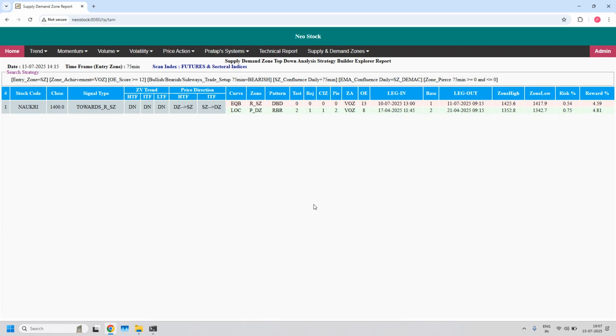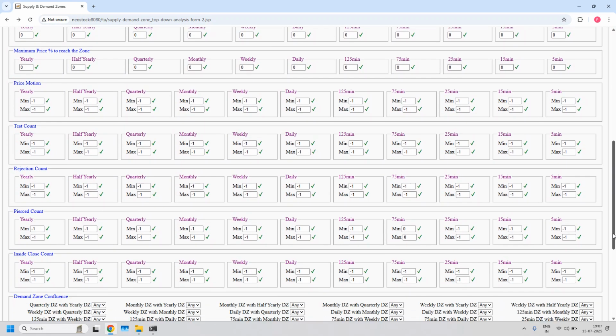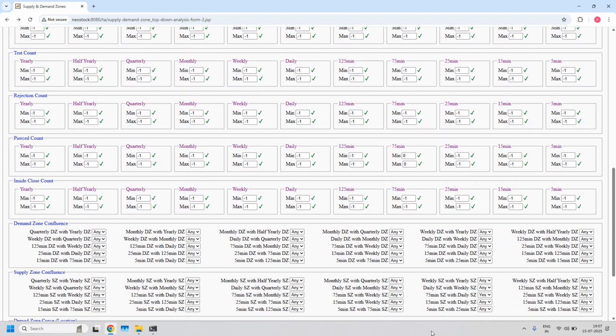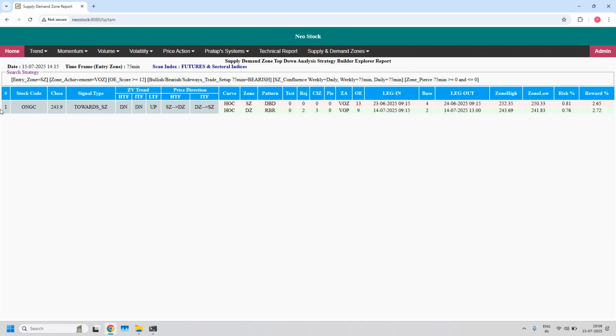Next we will look into LTF, ITF and HTF supply zone confluence supported stocks. I am removing EMA filter. In the supply zone confluence, 3 filters we have to set. First one is already enabled. Next 75 with weekly, daily with weekly supply zone confluence. We got only 1 stock.